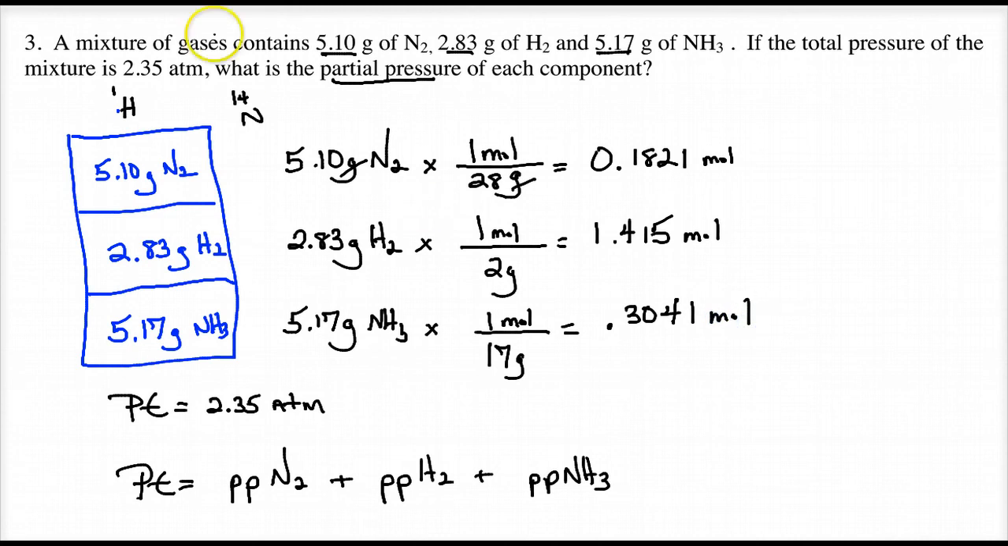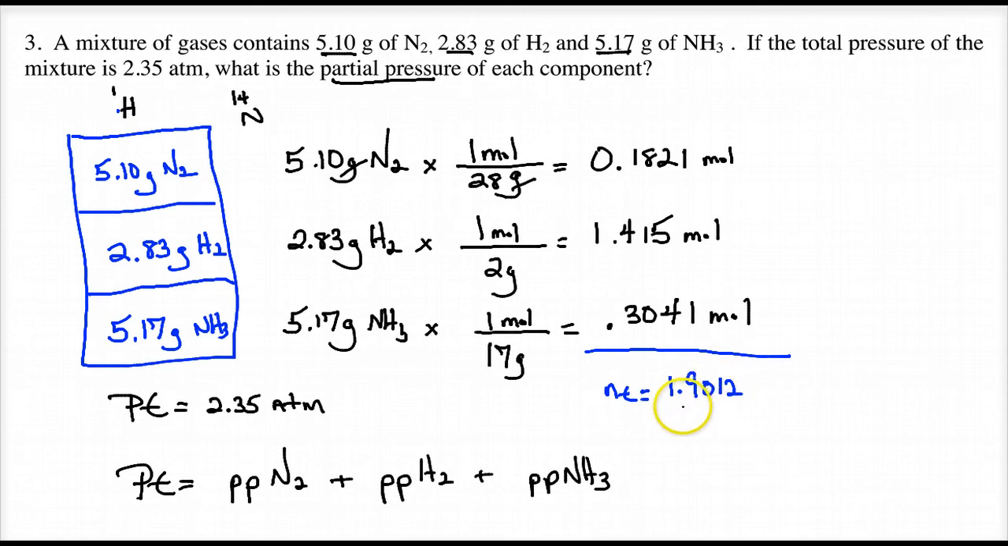Now what I'm going to do here, party people, is find total moles. Why am I going after total moles? NT, I'm going to call it. Well, I'm trying to make a mole fraction, a fraction of the moles. Moles represent the actual number of gas particles. I have a fraction of the pressure, right? So let's add them. 0.1821 plus 1.415 plus 0.3041. Add them together, assuming we carried the same number of digits here, 1.9012. That's total moles.